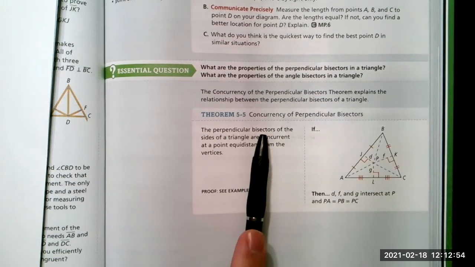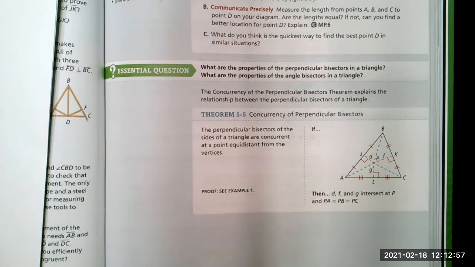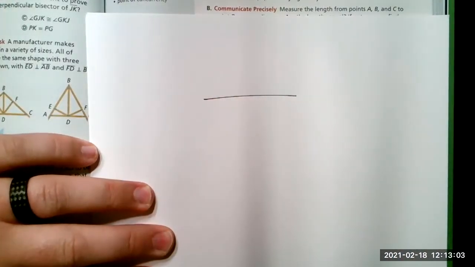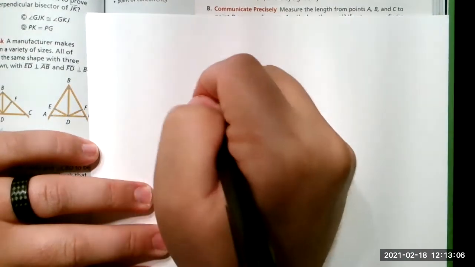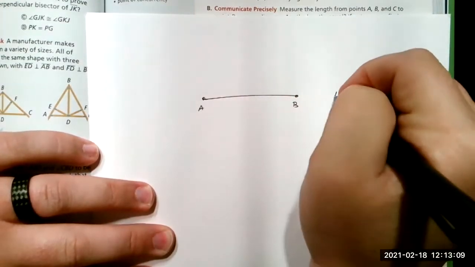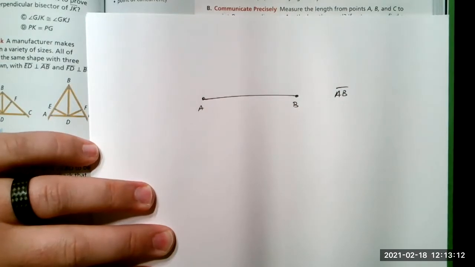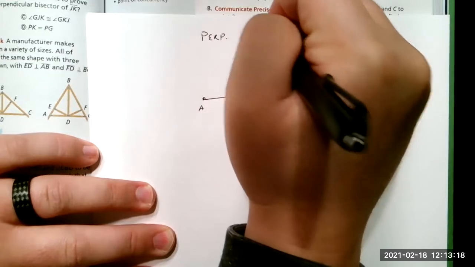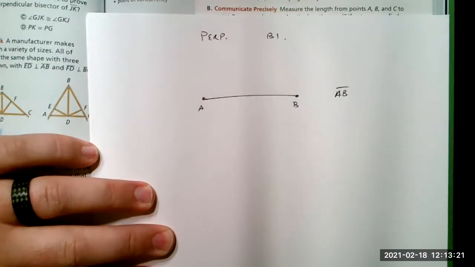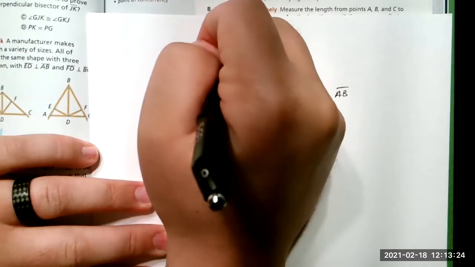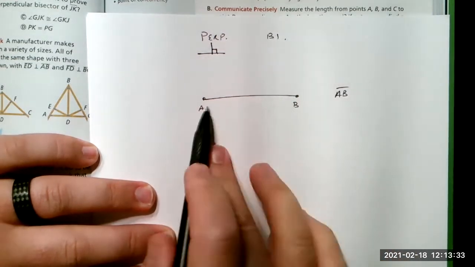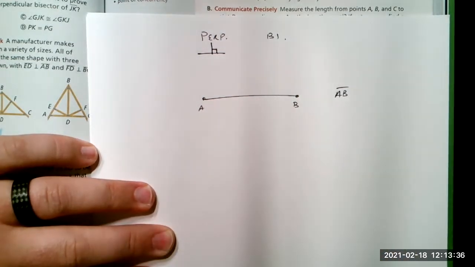Just to be clear what a perpendicular bisector is: if I have a line segment, that could be the side of a triangle, it could just be any line segment out there in the world. We'll call it AB. So this is line segment AB. A perpendicular bisector has two parts to it. Perpendicular means that it's going to meet that line at a right angle. So perpendicular means it goes straight up from that line. Bisector means it's going to cut that line length in half perfectly.